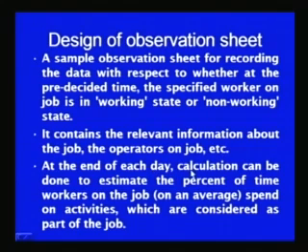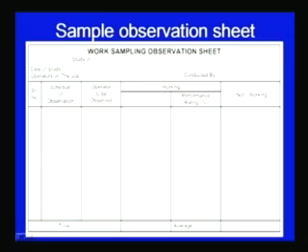All other information is also entered in the observation sheet. At the end of each day, calculations can be done to estimate the percentage of time the worker on the job, on average, spends on activities which are considered part of the job. So, the percentage of occurrence of the activity at the end of each day of study is obtained. This form shows the typical observation sheet for a work sampling study.